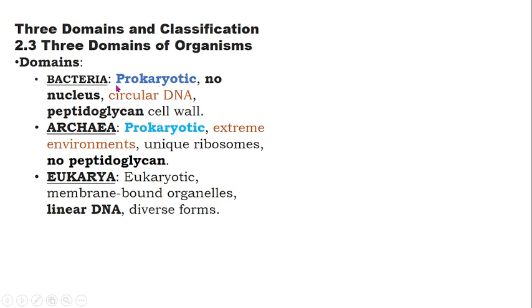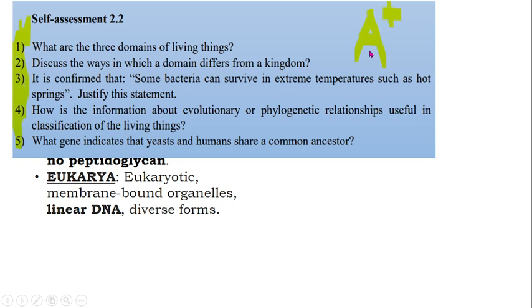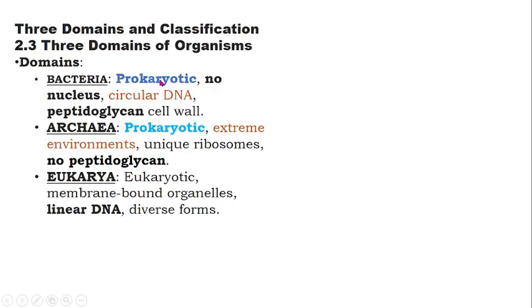Apart from being prokaryotes with no nucleus and circular DNA, bacteria also have a cell wall. Their cell wall is made of peptidoglycans. Very, very important to keep in mind. So, I hope you are understanding. Number one, bacteria are prokaryotes. Number two, bacteria have no nucleus. Bacteria have circular DNA. Bacteria also have a cell wall made of peptidoglycans.